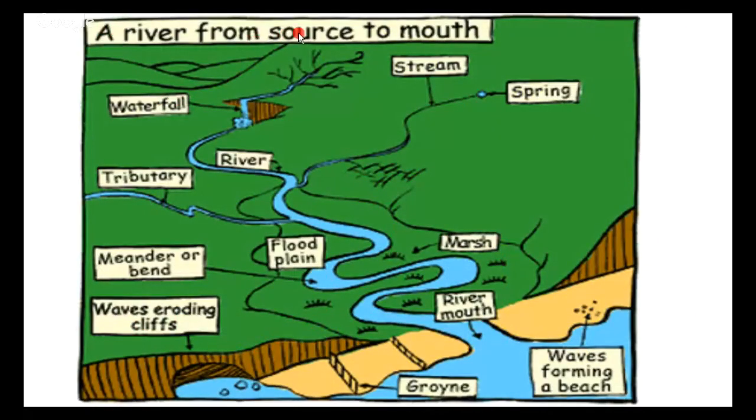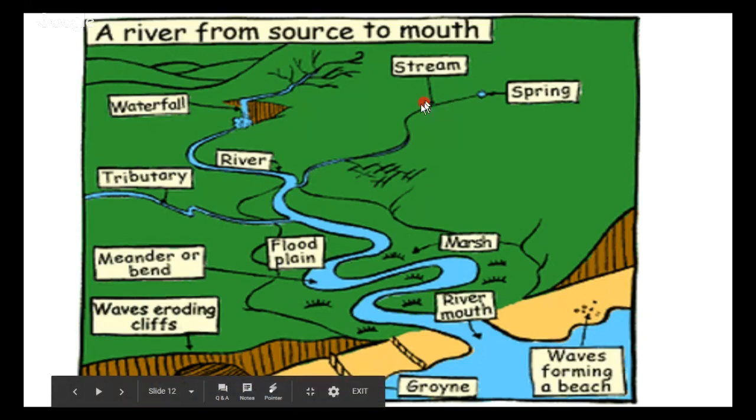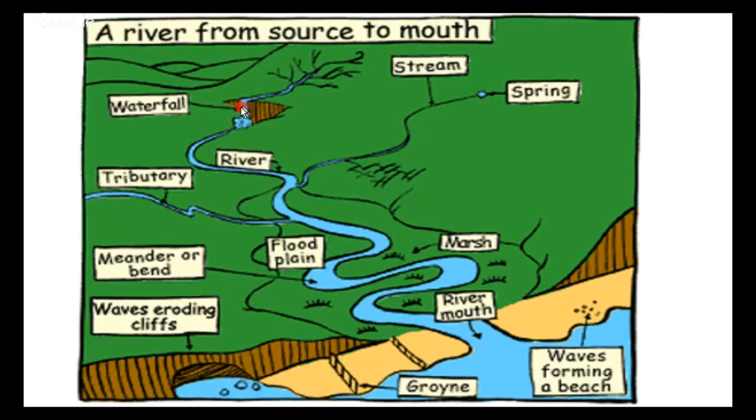A river from the source to the mouth. Talia, could you identify these places for me? Here we have a what? A spring, a stream, and it goes all the way down to form a what? A river. We can have a waterfall coming down from the mountains, forming a river. When one water body flows into another, one becomes a tributary of the other.